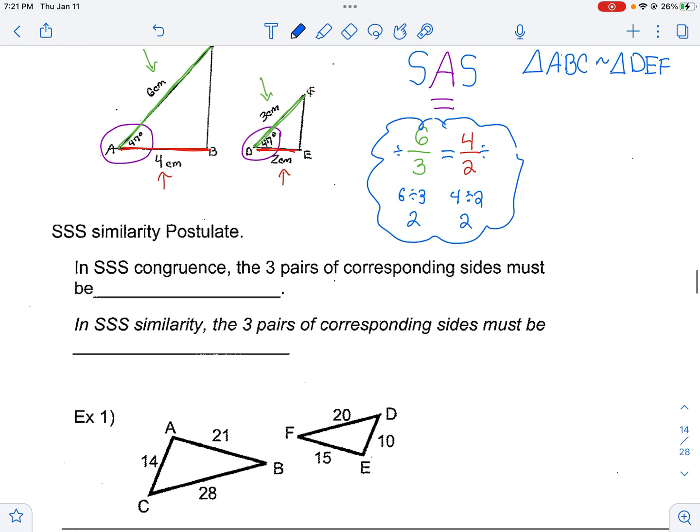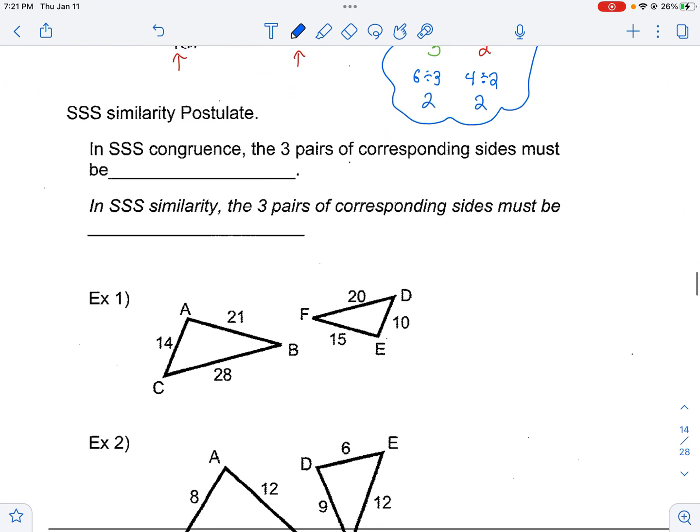The third and last one here is side, side, side similarity. Now again, in side, side, side congruence, we need to show that the 3 pairs of corresponding sides are congruent. They have to be the same. They have to be equal. But in side-side-side similarity, the corresponding sides are not going to be equal because they're not the same size. So in this one, we have to show that the 3 pairs of corresponding sides are in the same proportion. They have to be proportional.